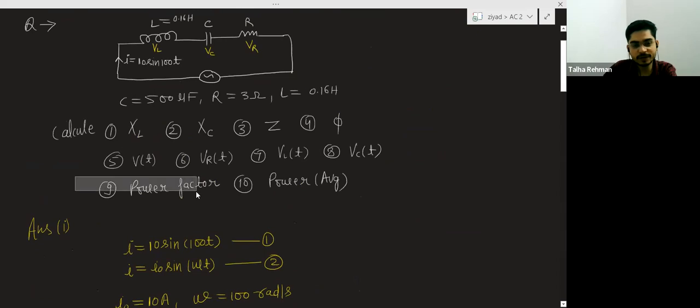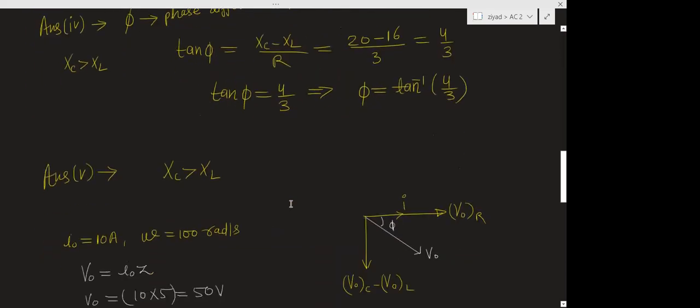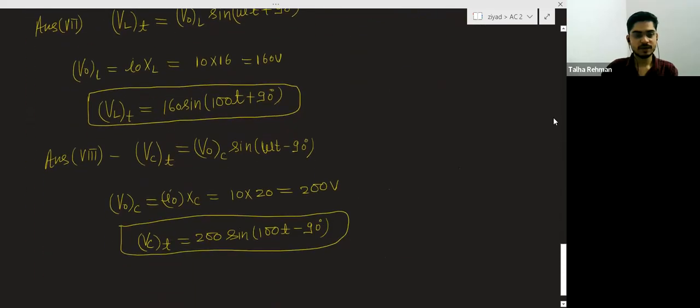Anything else? Power factor. Power factor will be the next topic, or average power. When we calculate the average power, then we will discuss the power factor again. But I am just telling what the power factor is. So this is the 8th part.